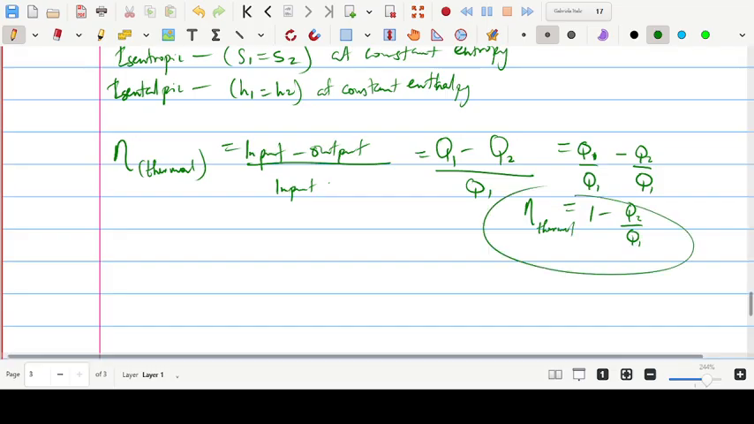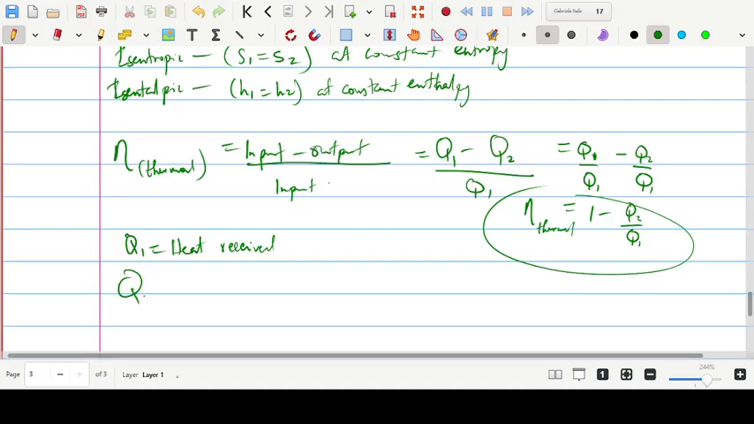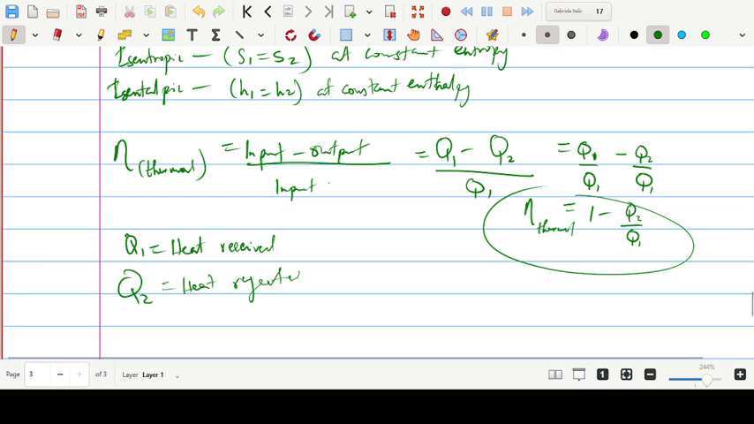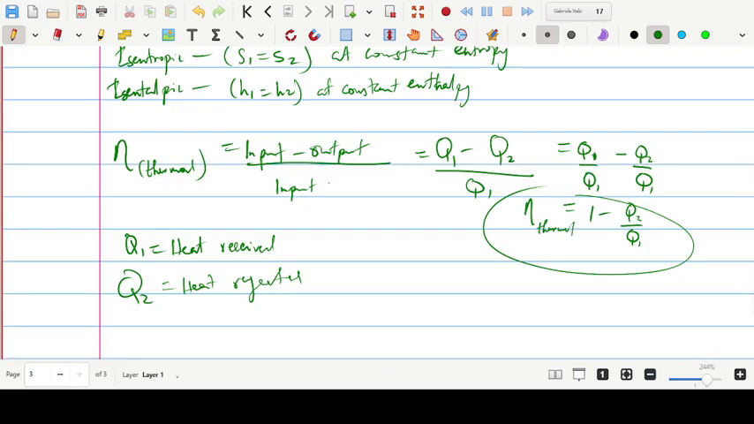We're still coming back to go further in this, where your Q1 is heat received. So since the system has received heat, it's going to reject some quantity of heat as well in form of work. So this one is heat rejected. We just started, so we stop here, then we'll continue in our next class. Thank you.